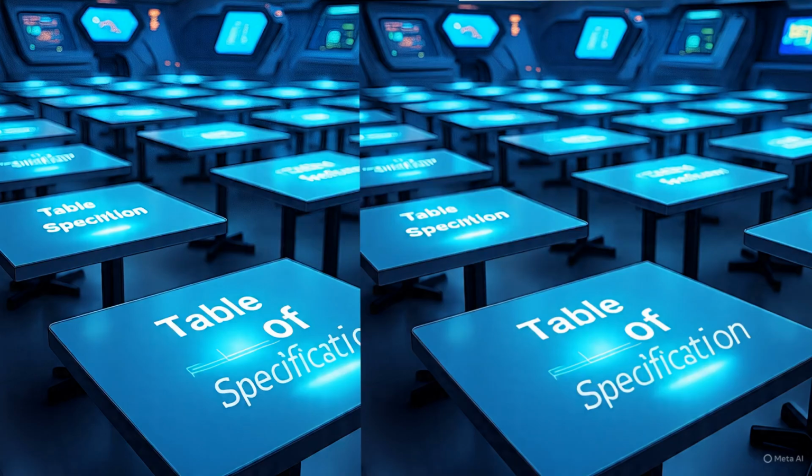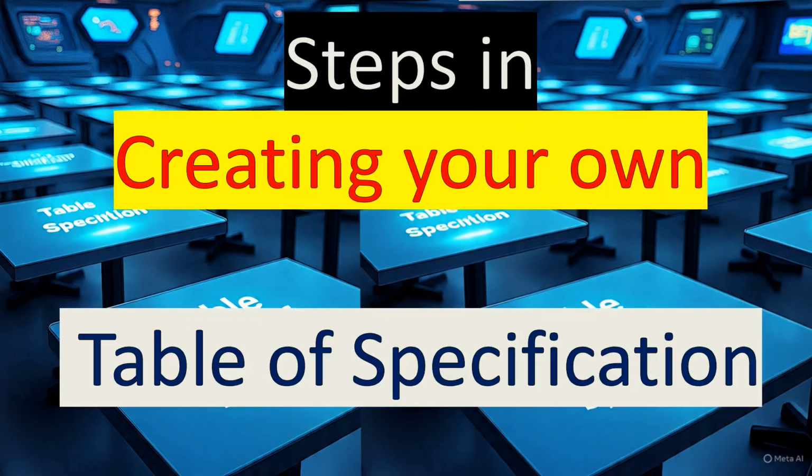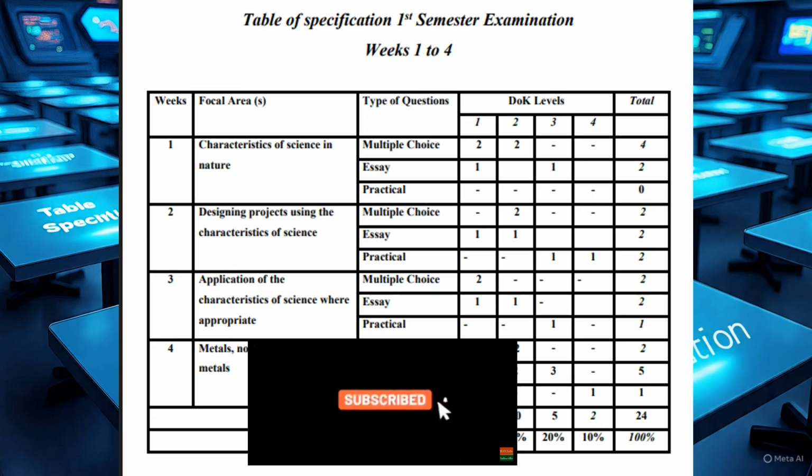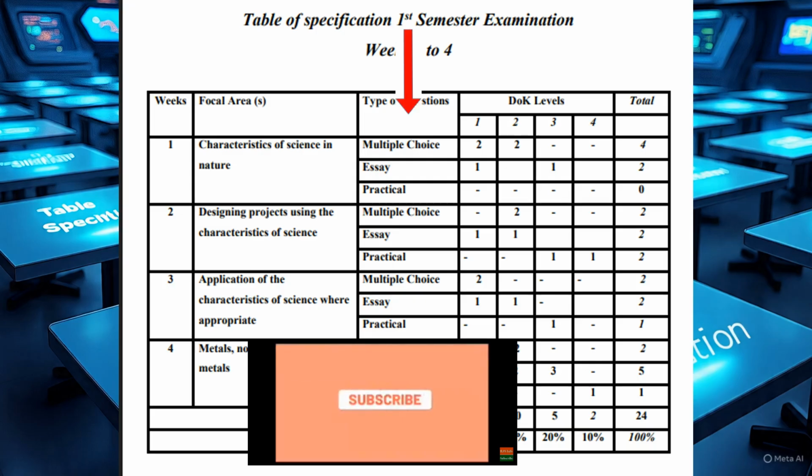Now let's look at a real example of a Table of Specification and how you can create your own. First, list all the weeks, plus the focal area or topic you covered for each week. Remember, don't include any topic you have not covered or asked the learners to read on. That will be unfair. Secondly, list the assessment types in rows just after each focal area.